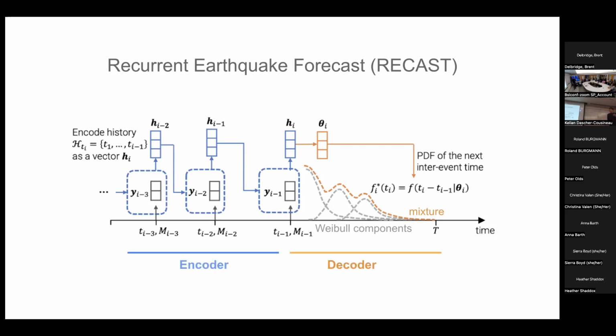So this is an encoder-decoder model where the objective is to summarize the history of events into a hidden representation, a fixed length vector, which in turn is used to parameterize a mixture distribution for the next event. So in this way, we're doing something very similar to ETAS, right? We took the entire history, encoded it into some summarized form, and decoded it into a PDF of the next event.